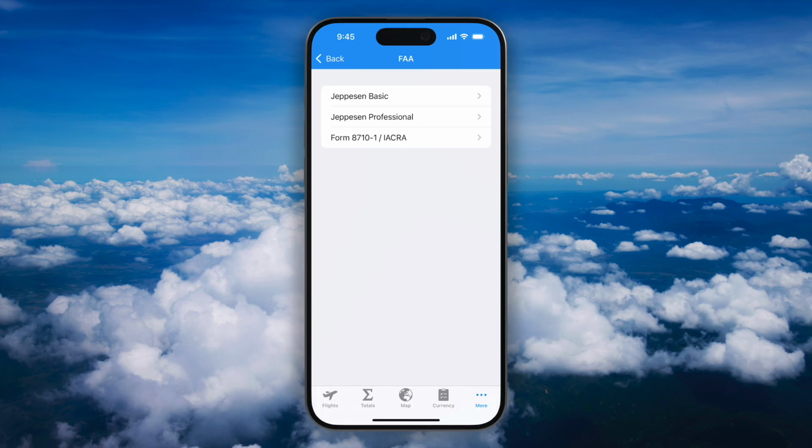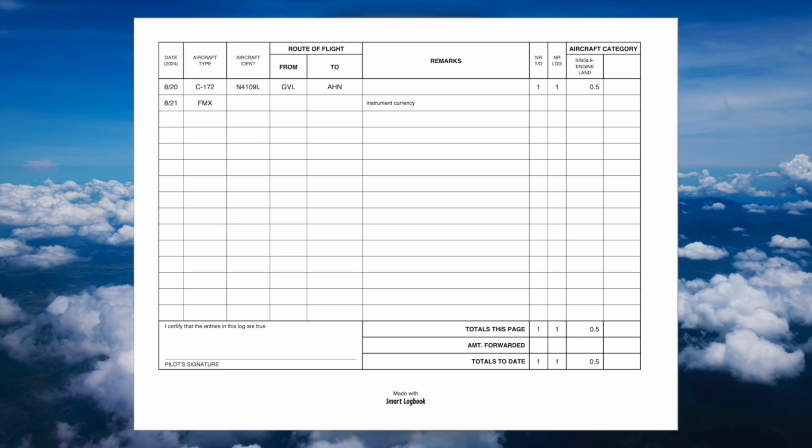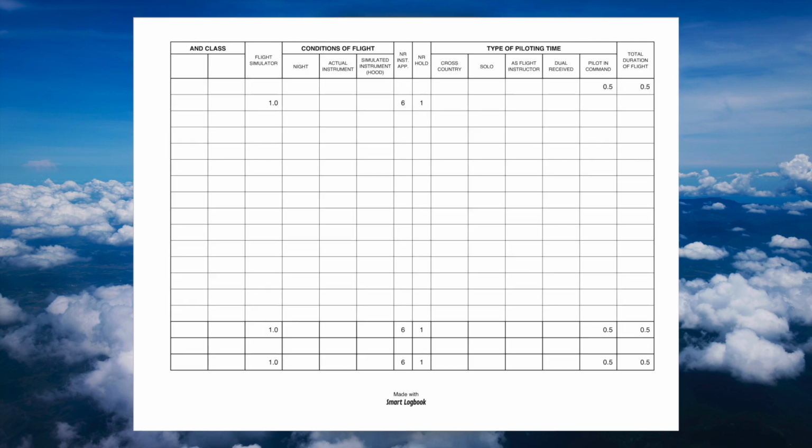Now, the Jeppesen Basic format, if we look at the printout here, we can see our entry showing up for the time in the FMX sim. And if we look at page 2, you'll notice here that there is a dedicated column for Flight Simulator, and that is where that 1 hour of sim time shows up. You'll also see that over here we have our instrument approaches and our holds showing up in the appropriate columns there.